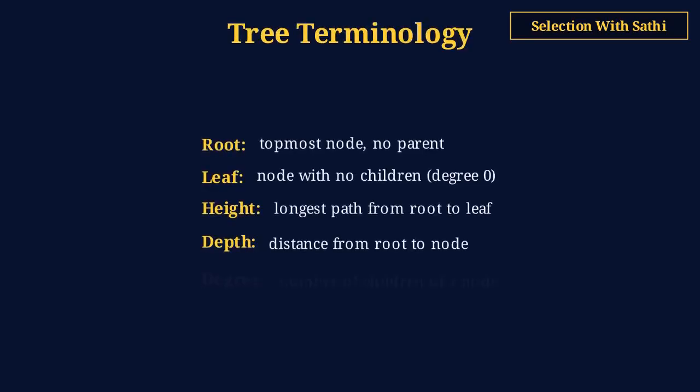The root is the topmost node with no parent. A leaf is a node with no children. The height of a tree is the longest path from root to any leaf. The depth of a node is its distance from the root. The degree of a node is the number of its children.